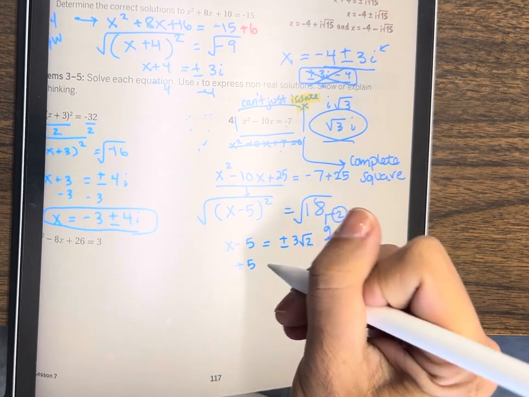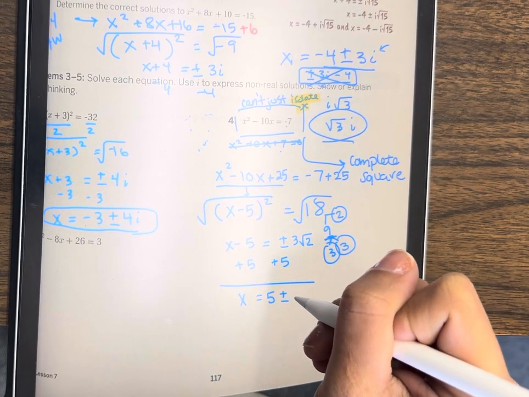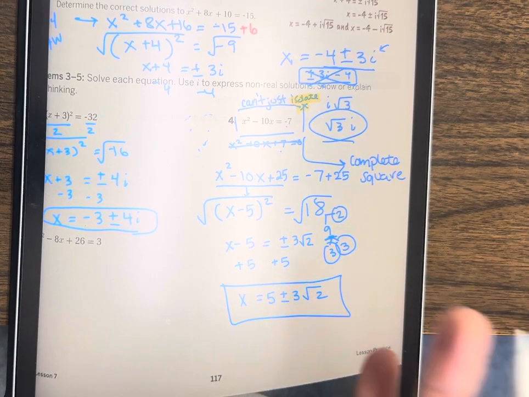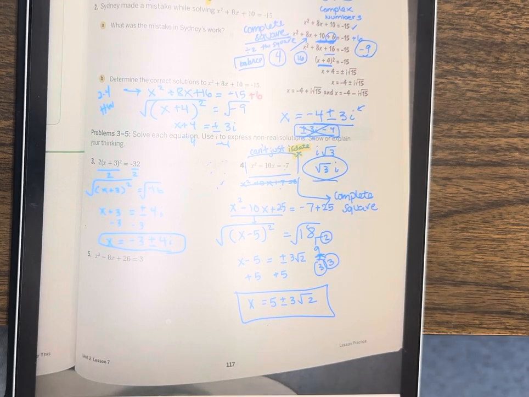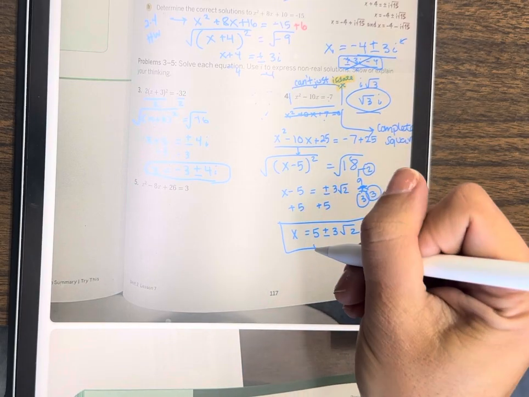Then we add the 5 to both sides, and x equals 5 plus or minus 3 rad 2. We didn't get an i this time, you guys. Don't think you have to get an i every time. We used to not get i's all the time. No i. This is a real solution. It's ugly, but it's very much real.